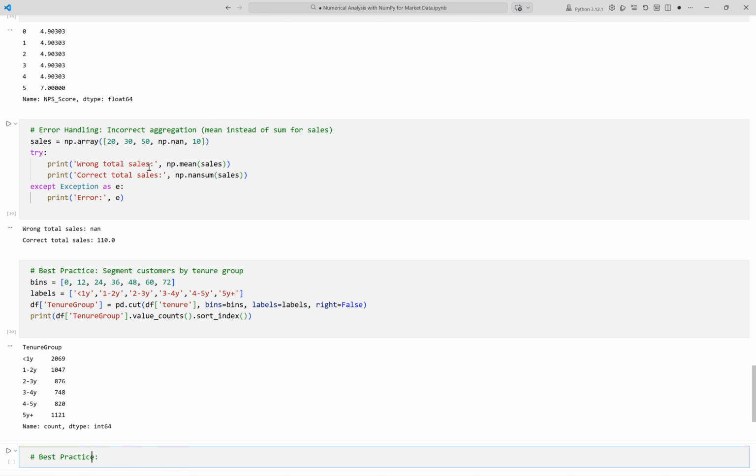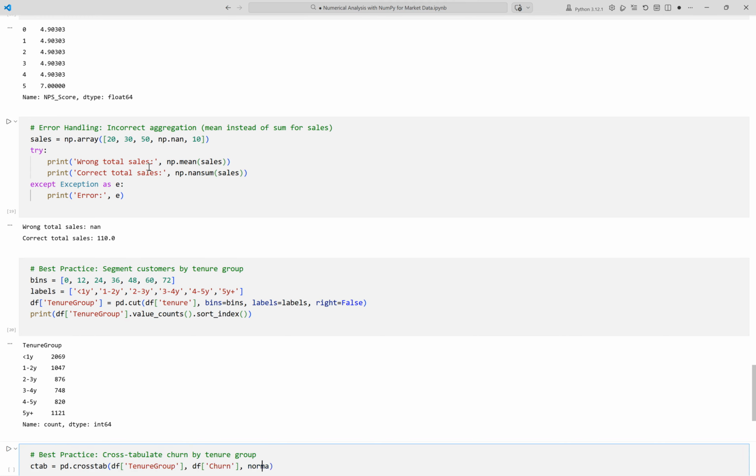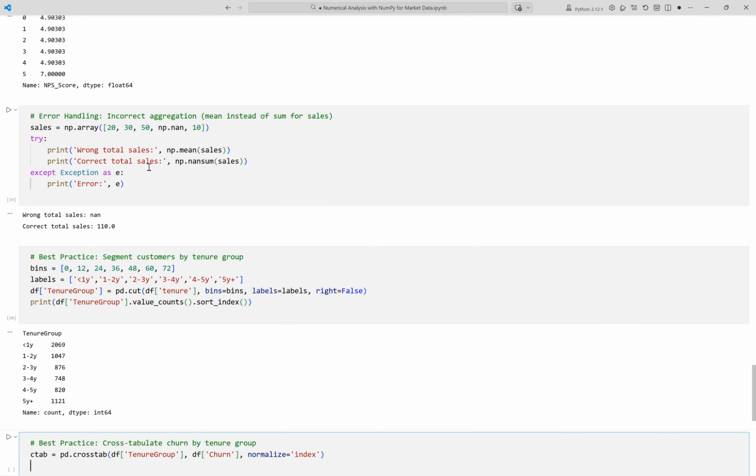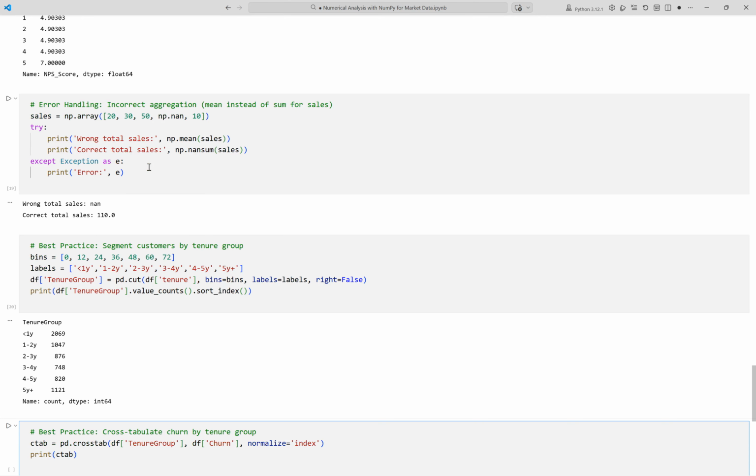Cross-tabulation shows the churn rate for each tenure group. We use Pandas crosstab to create a table of tenure group by churn status. Normalization by index converts counts to percentages within each group.